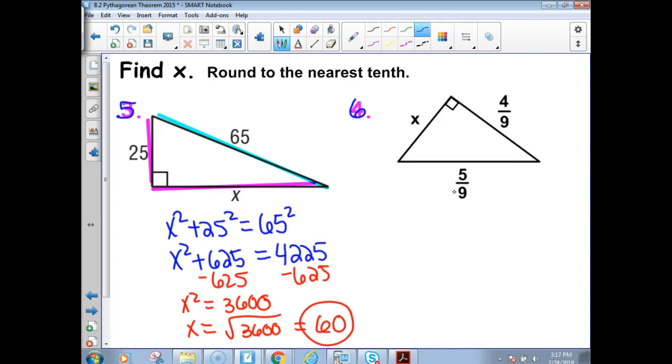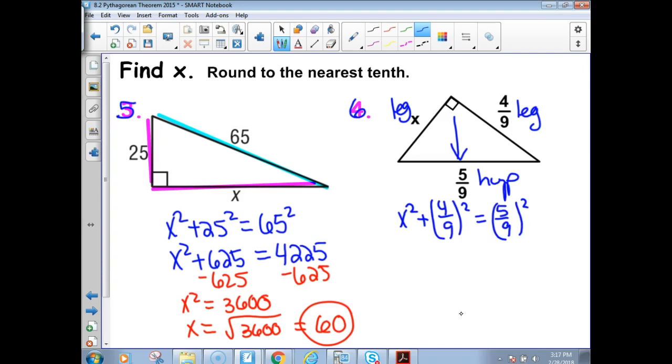We are going to do fractions on the next one, so please do not try to do something else. These are my legs. They make the right angle. Across from the right angle is my hypotenuse. Okay, so leg squared plus leg squared. X squared plus 4/9 squared equals the hypotenuse 5/9 squared. How do you square 4/9? Does anybody know? Want to tell me? Because I'm sort of sick of hearing myself. I'll have to repeat what you say, though. Anybody know what to do? I mean, just do it without a calculator, please.